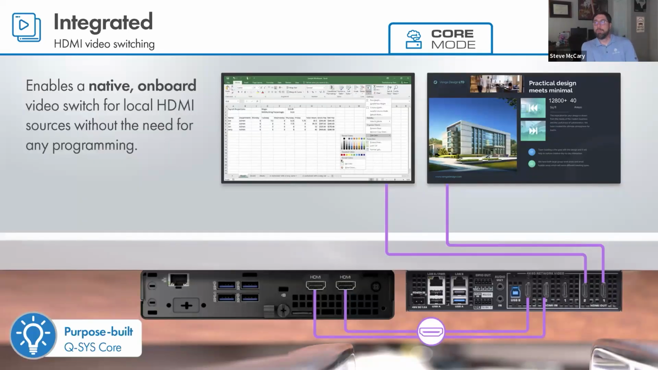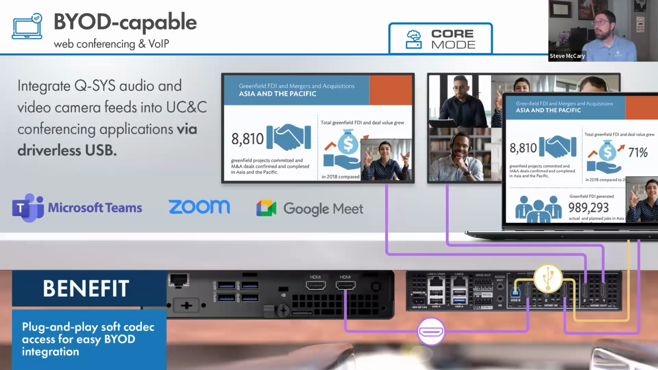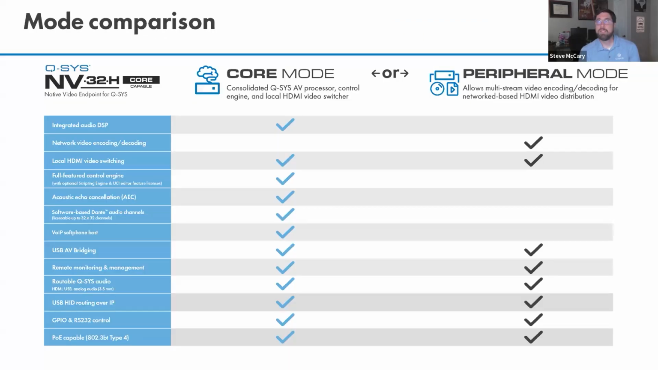However, when we're in core mode, this lets us do things like take a dual output UC, run it in and out, as well as using the USB for the bridging, even for some BYOD. So this gives us a lot of benefits. Here's just a little breakdown.